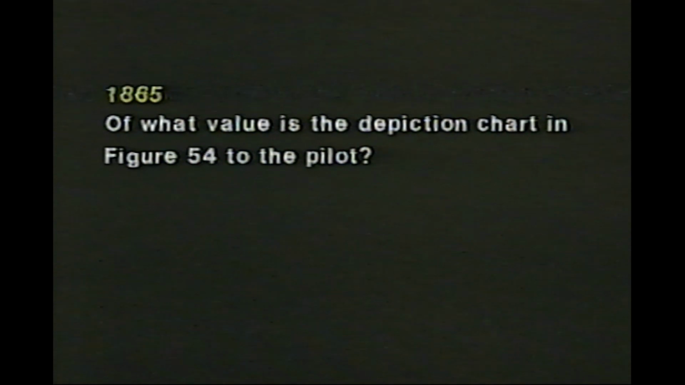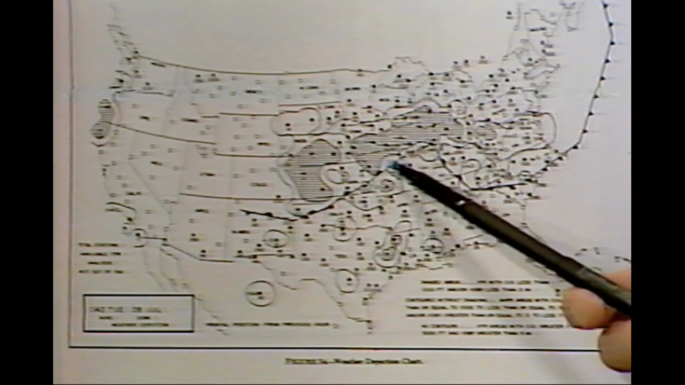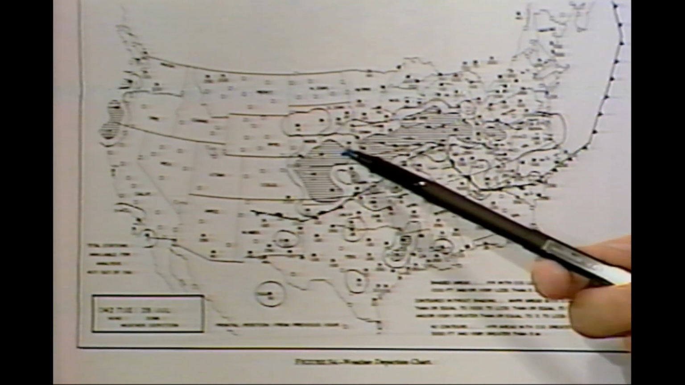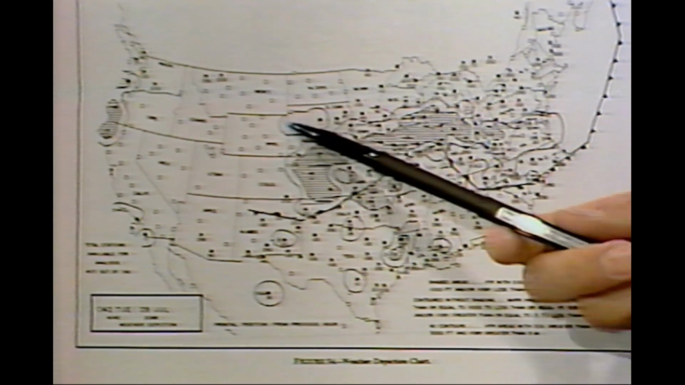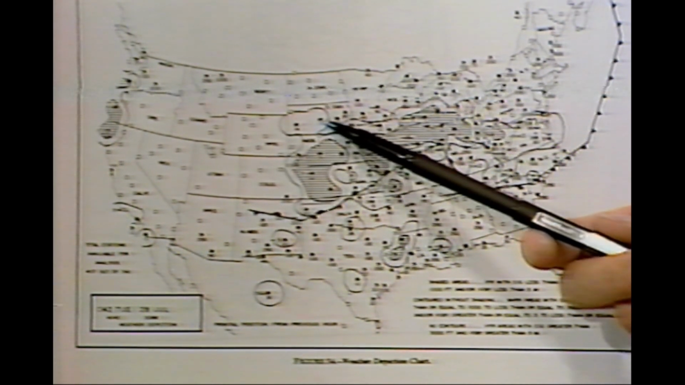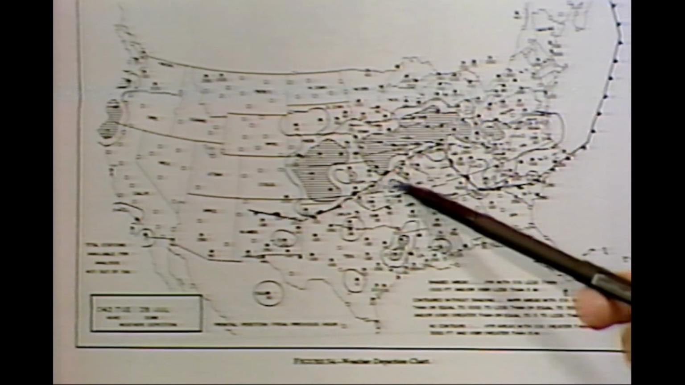Next page, 865. Of what value is the depiction chart in figure 54 to the pilot? Well, let's look at figure 54 and just see what a weather depiction chart is, and you can see that it just gives you an idea of the weather. We have VFR and IFR shown. IFR is this shaded area, VFR is the clear area, and then within the solid line out here, that's marginal VFR. You also have fronts shown and ceilings.